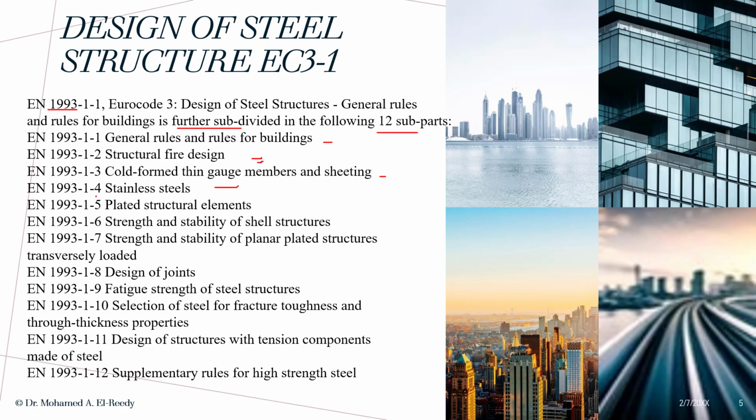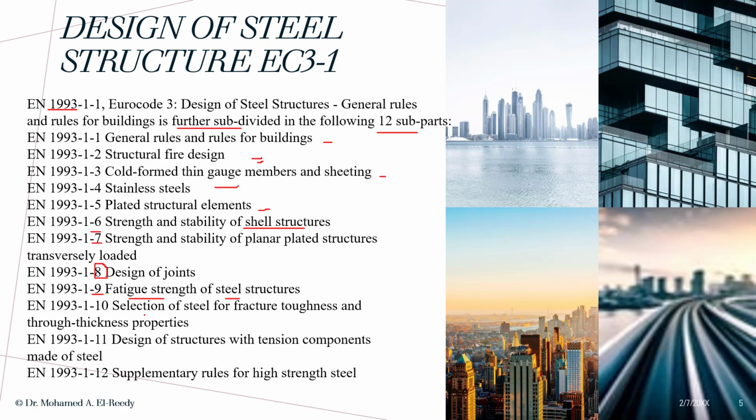1993-1, subdivision 4. Plated structural elements will be 5. Strength and stability of shell structures, such as domes and shells, is covered by subdivision 6. Number 7 covers strength and stability of planar plated structures transversely loaded. The design of joints is covered by 1993-1-8. And 9 covers the fatigue strength of steel structures, which is also an important topic.